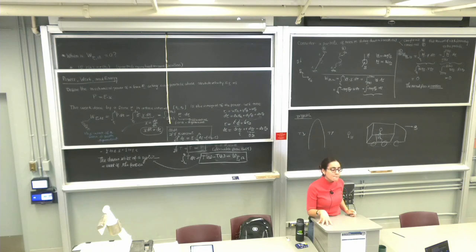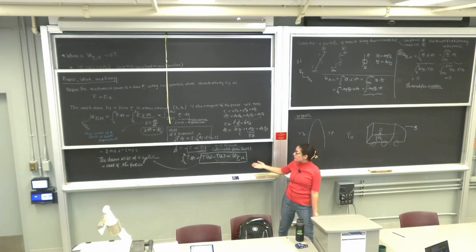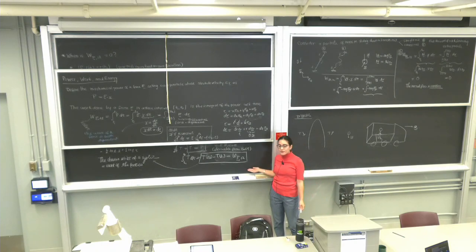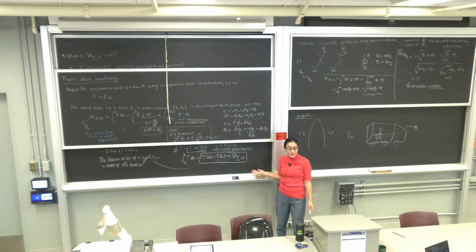So initially, the kinetic energy of the person is zero, and then it's increasing. It's non-zero. What causes that increase? According to the work energy theorem, the increase needs to come from the work of some force. So what force is causing this increase in kinetic energy? Yes, it's the friction force, right?